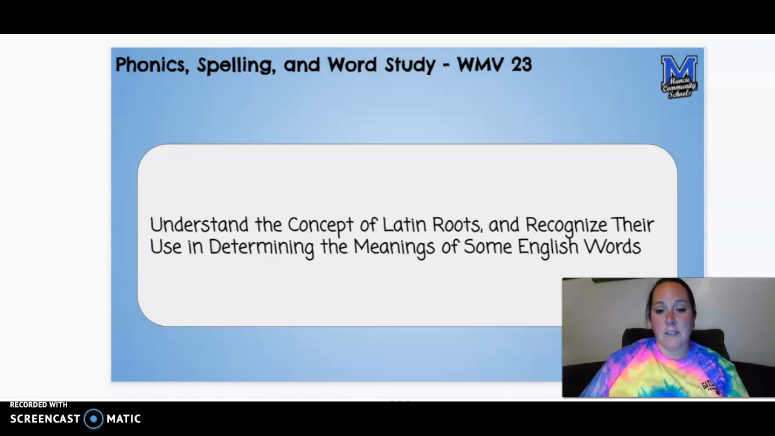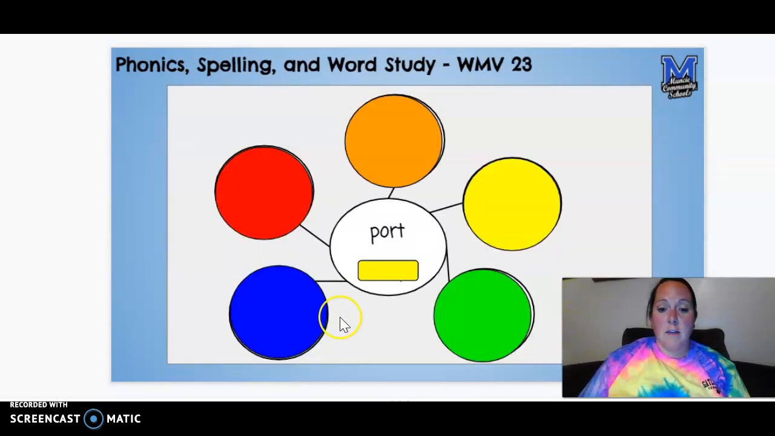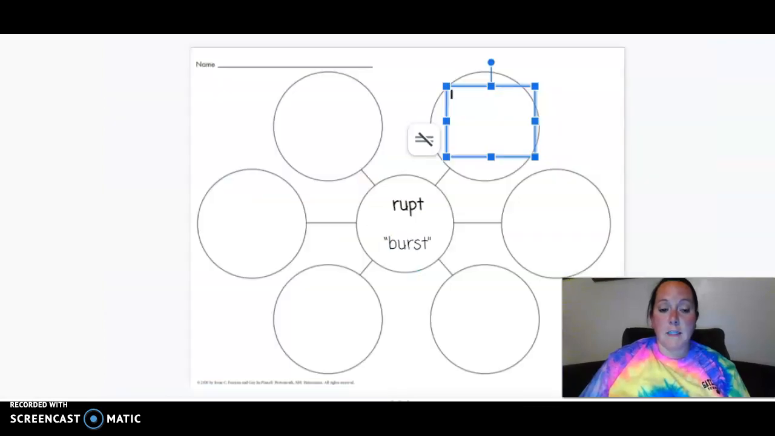Today during your phonics word study, you talked about how Latin roots help you determine the meaning of some English words. Today you looked at the word port and you came up with different words that had the word port in them, which means to carry. Today, for your practice, you're going to be doing just that with the word rupt, which means to burst.